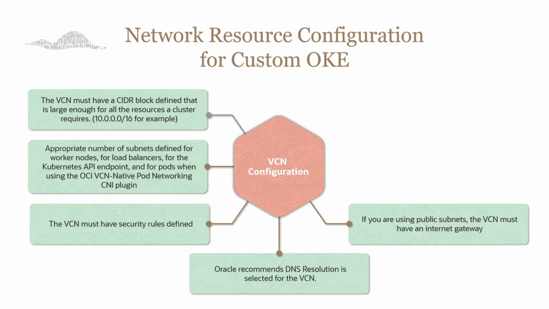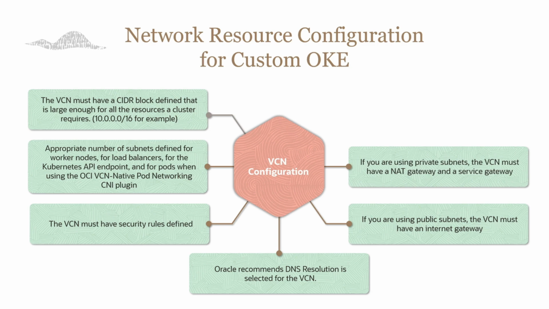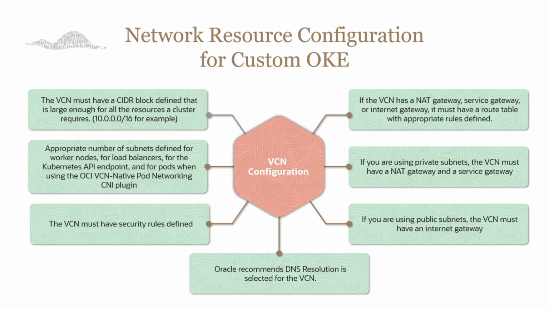The choice between public and private subnets determines whether your VCN should have an internet gateway, NAT gateway, or both. These components enable network connectivity and data transfer. A well-structured route table is crucial if your VCN is equipped with gateways. It directs network traffic effectively, ensuring that data reaches its destination as intended.